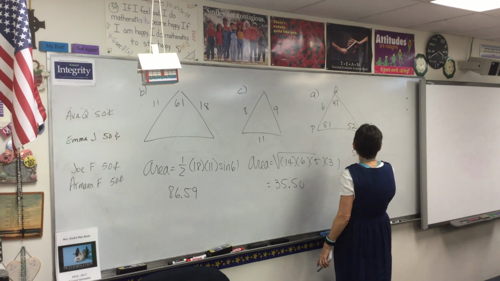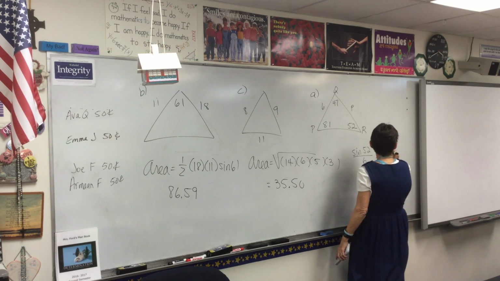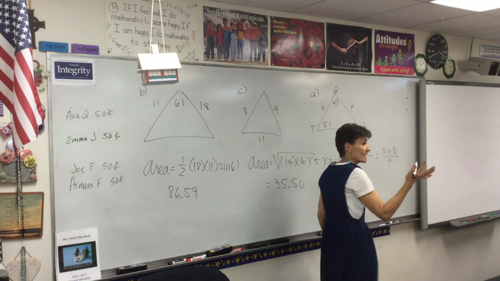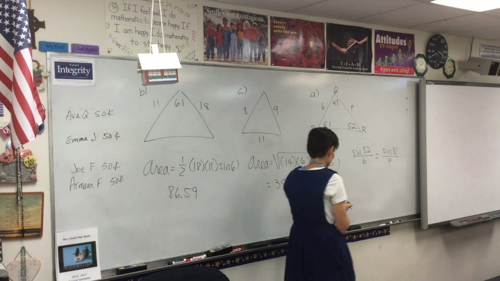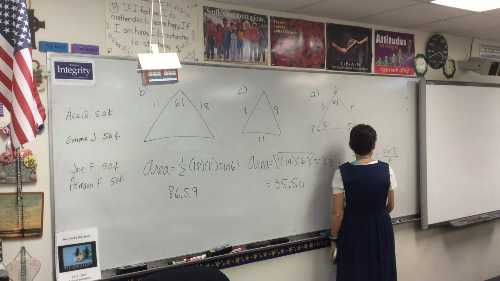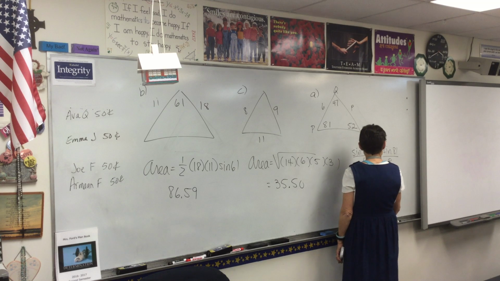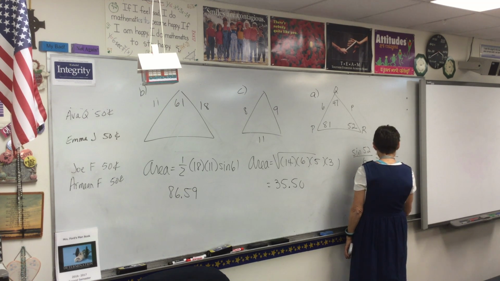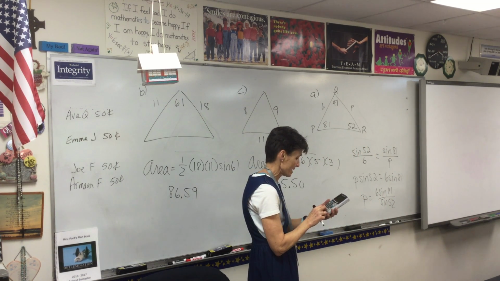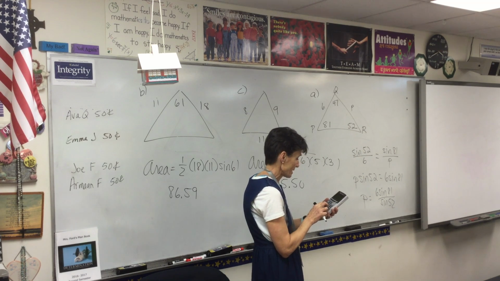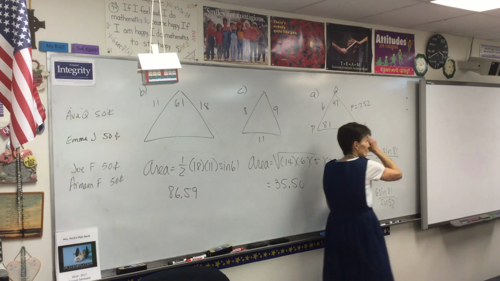So sine 52 over 6 equals sine 81 over P. Then I'm going to find that answer. So P sine 52 equals 6 sine 81. Have a little self-control, people. So now I have P equals 6 sine 81 divided by sine 52. So this side is 7.52.